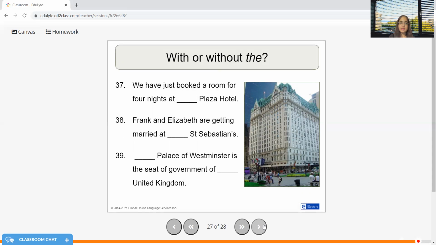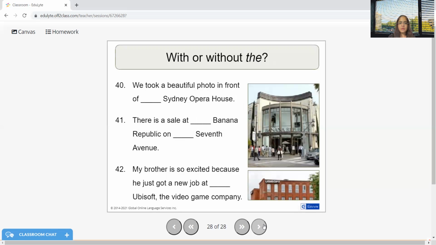Frank and Elizabeth are getting married at St. Sebastian's. The Palace of Westminster is the seat of government of the United Kingdom. We took a beautiful photo in front of the Sydney Opera House. There is a sale at Banana Republic on 7th Avenue. My brother is so excited because he just got a new job at Ubisoft, the video game company.